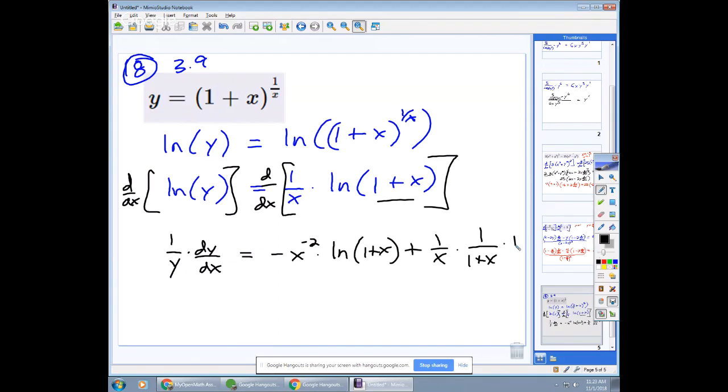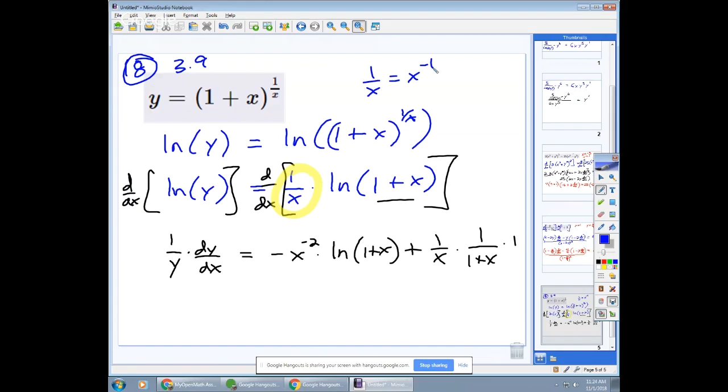Now, fortunately, there's only a dy dx on the left side. Question. Yeah. Where'd you get that negative x to the negative 2? Yeah, so that's the derivative of 1 over x, if you treat 1 over x as x to the negative 1. Okay, yeah, no, I got it now. Yeah, so I just applied the power rule to that. I get negative 1 times x to the negative 2. Other questions on where I am now?